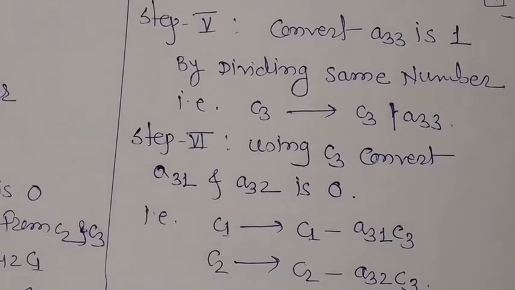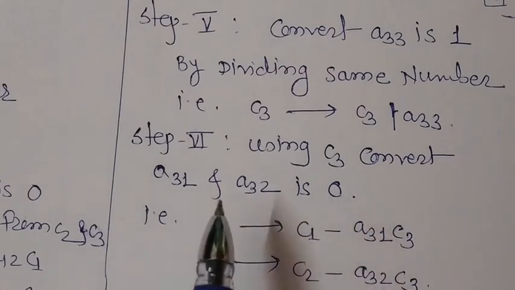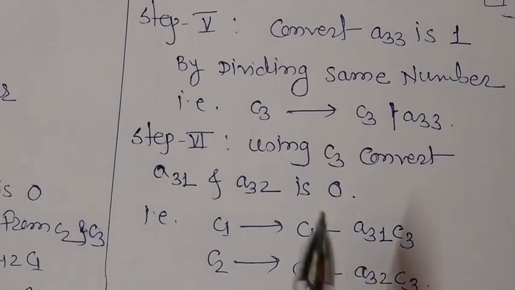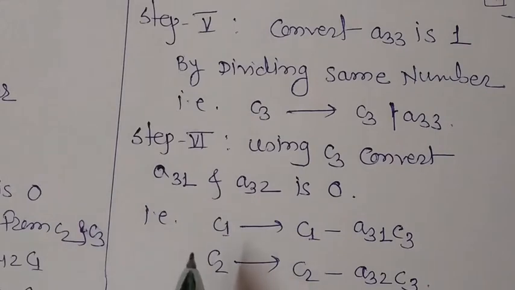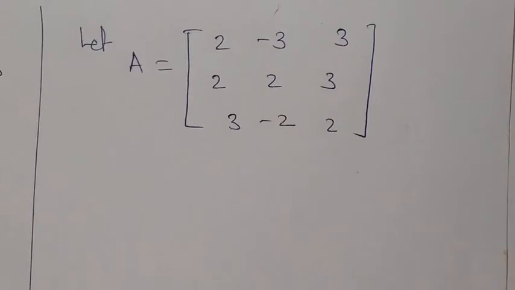So step number 6: using C3, convert A31 and A32 to 0. That means subtract by the same number. So C1 minus A31 times C3, and C2 minus A32 times C3. When you do all these 6 steps this way, you can find the inverse easily by column transformation. So these are all 6 steps you must know. Then using these 6 steps, we will solve an example: finding the inverse using column transformation.